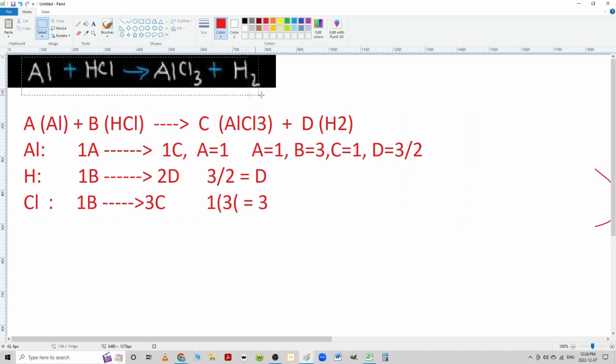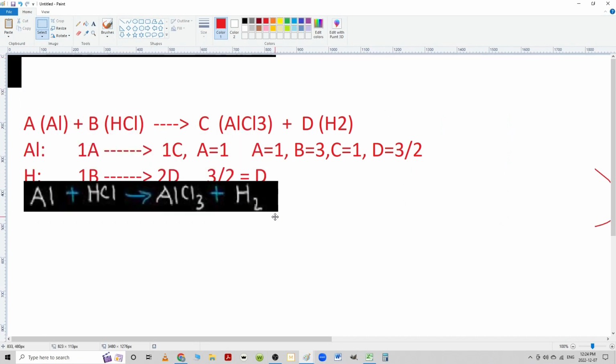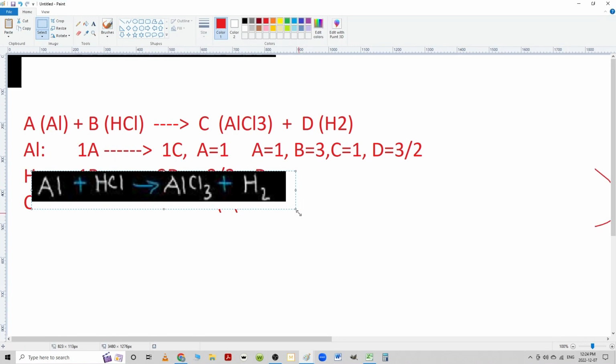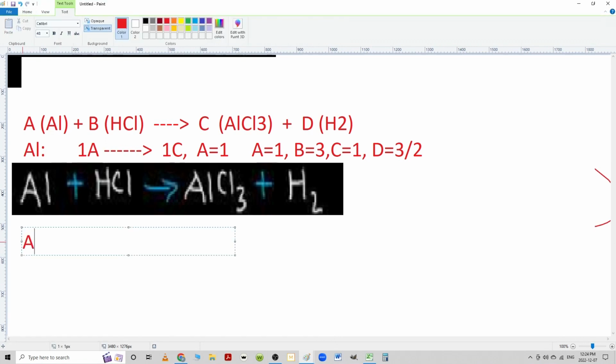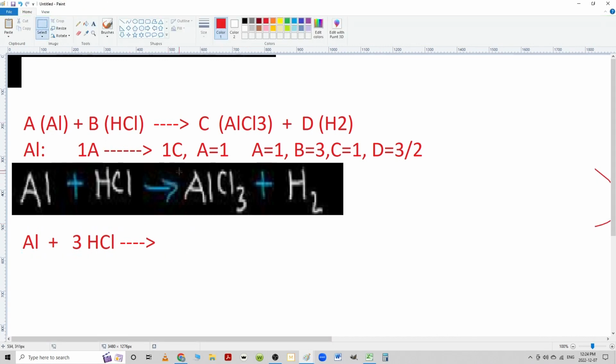Remember that A is in front of the first one, B is in front of the second one, etc., and just do it like this. There we go. Which means that I have a 1 in front of my Al, or just Al. And then I have a 3 in front of my HCl. And then I have my right side of my equation. And my C goes in front of AlCl3, so it's just AlCl3. So I can just move this down. It's just a 1 in front of it, so there's no need to write 1.